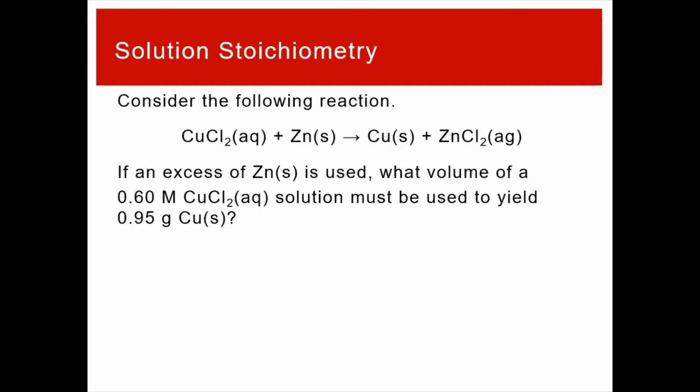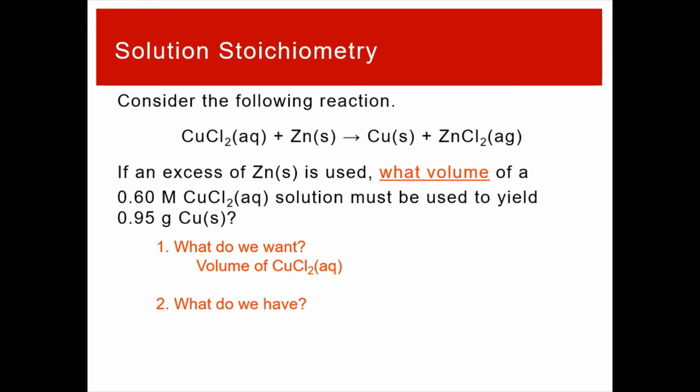So consider the following reaction. I have copper(II) chloride plus zinc becomes copper plus zinc chloride. If an excess of zinc solid is used, what volume of a 0.60 molar copper(II) chloride aqueous solution must be used to yield 0.95 grams of copper solid? All right, what do we want? I am explicitly after a volume of solution. So I want a volume of solution of this reactant, copper(II) chloride.